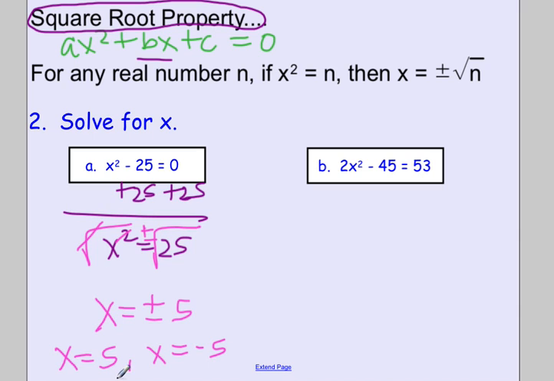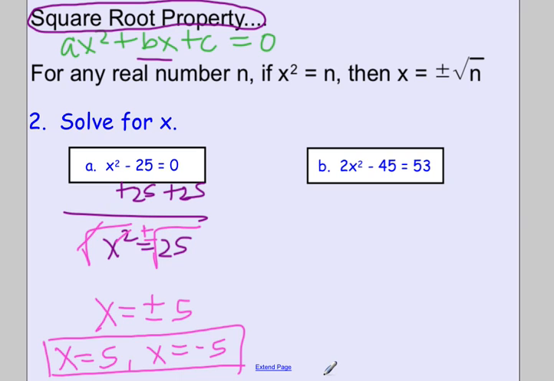The reason that we have to include both answers is if I square something, positive or negative, it will come out positive. So for instance, 5 squared is 25. 25 minus 25 is 0, so that works. If I plug in negative 5 squared, that is negative 5 times negative 5, which gives you positive 25. 25 minus 25 is 0. So both my answers work. But remember, whenever you take the square root, two answers, positive and negative.